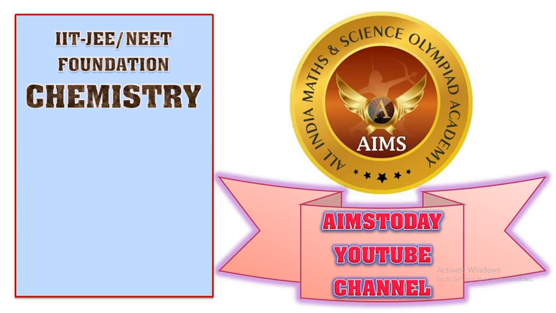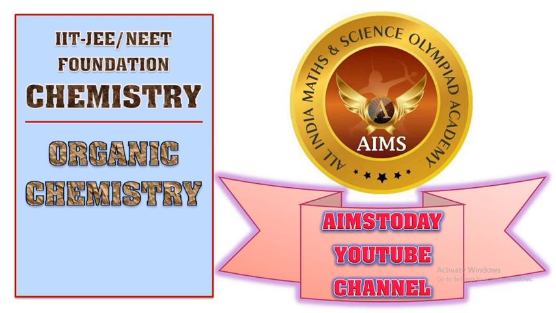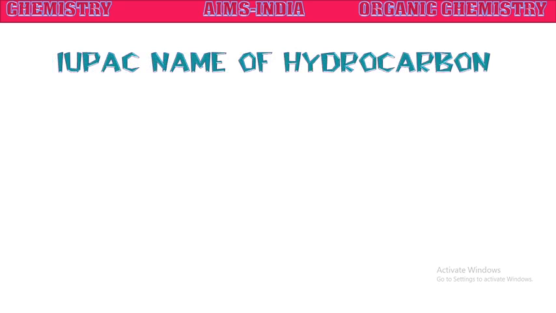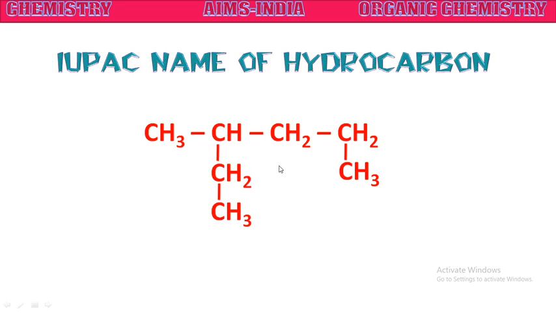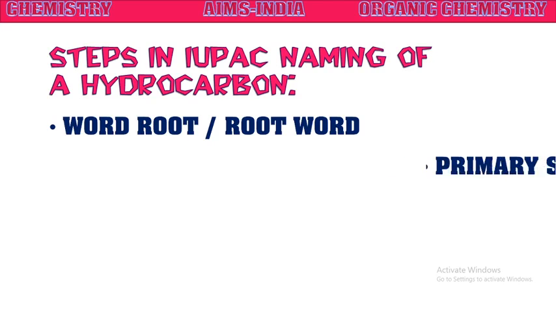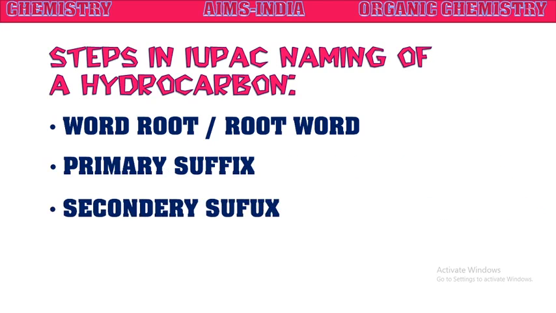In this video, we are going to discuss IIT-JEE NEET Foundation Chemistry, in that the organic chemistry part. From this, let us see the nomenclature of hydrocarbons by taking one example. Here, let us understand the naming of hydrocarbons by taking one example, a given compound. In IUPAC naming of hydrocarbons, we follow some simple steps. They are word root or root word, primary suffix, secondary suffix, and prefixes. Let us see about this one by one.